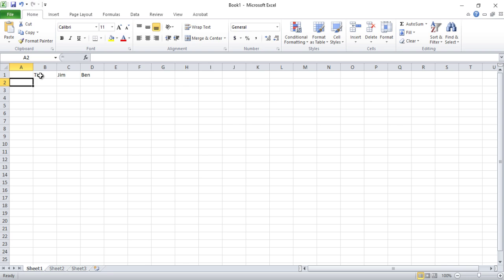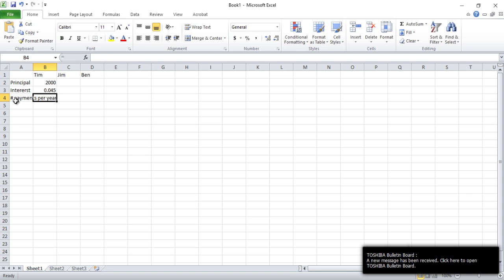The things we know are the principal, how much they started off with, the interest rate per year or per annum, and the number of payments per year. Tim, for example, started off with $2,000, and he was receiving 4.5% interest, so 0.045 as a decimal, and he was making monthly interest payments. He was getting 12 payments a year.